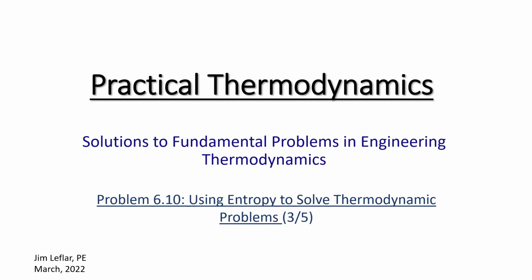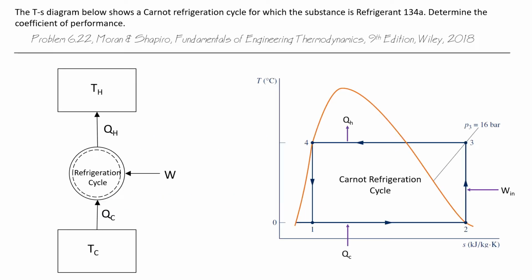Let's solve another thermodynamic problem that involves using the property of entropy. This time, let's take a closer look at a Carnot cycle. The TS diagram below shows a Carnot refrigeration cycle for which the substance is refrigerant 134A. Determine the coefficient of performance.